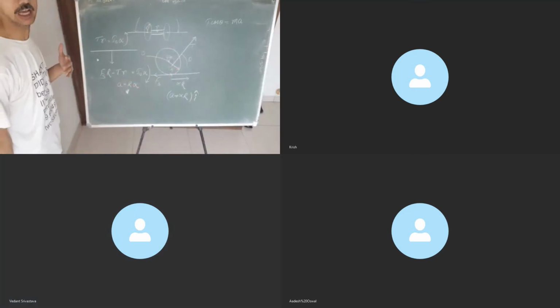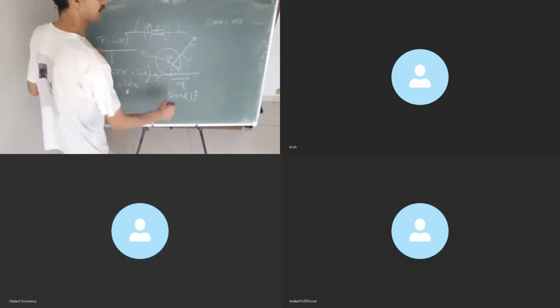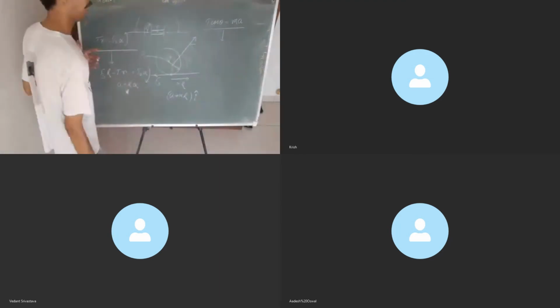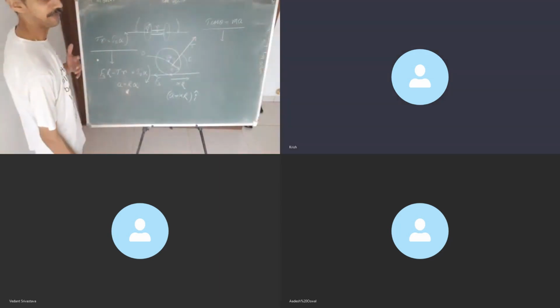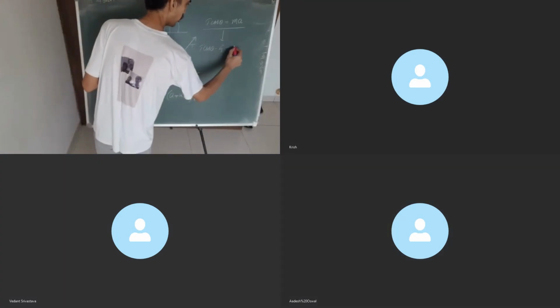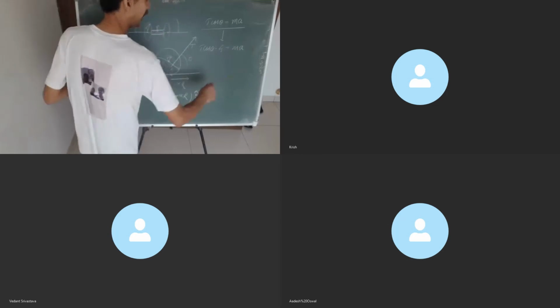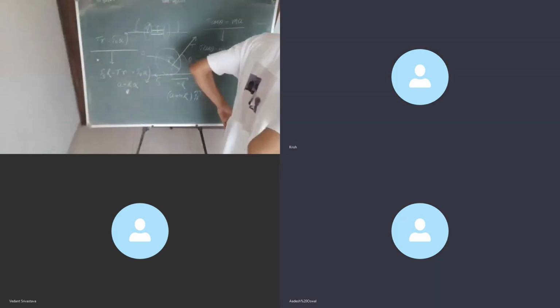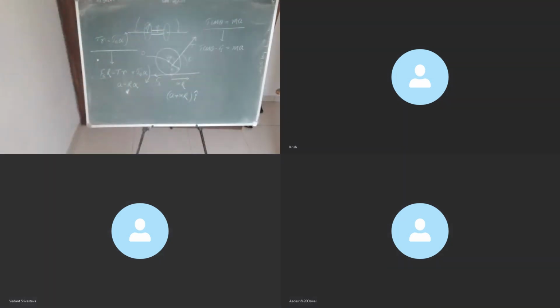Now the translational aspect, please. Complete this equation as well. T cos theta forward and what backwards? Fs, correct? T cos theta minus Fs is equal to mass into acceleration, right? Okay, good enough.